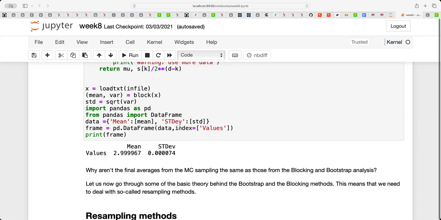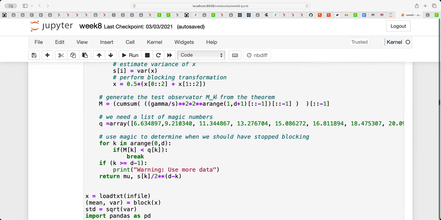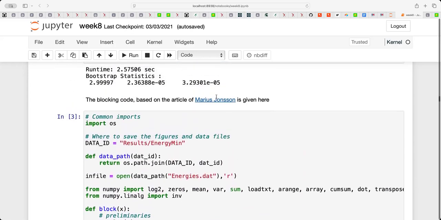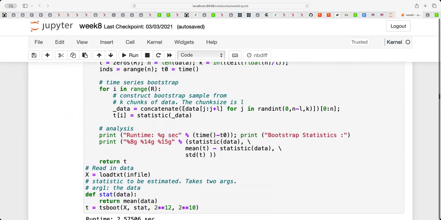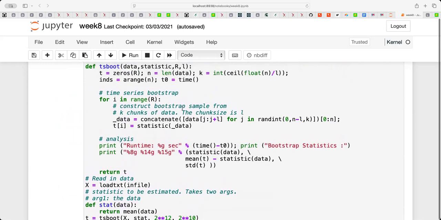So feel free to use these codes, and this is something which we have done every year. You don't need to write your own bootstrap method. You don't need to write your own blocking method. The bootstrap method is actually included, I think, in NumPy in the statistics package. So you can actually use that one there. But I'm going to explain to you what these methods are doing so that you have an understanding of it.